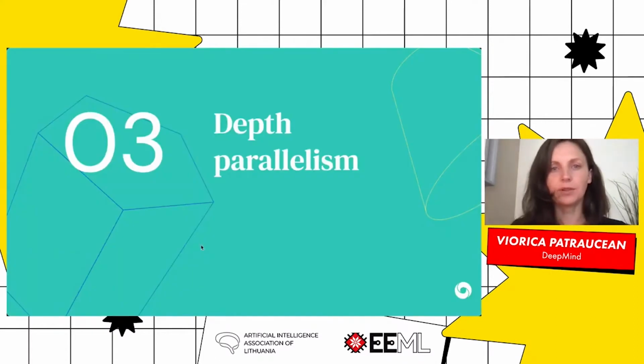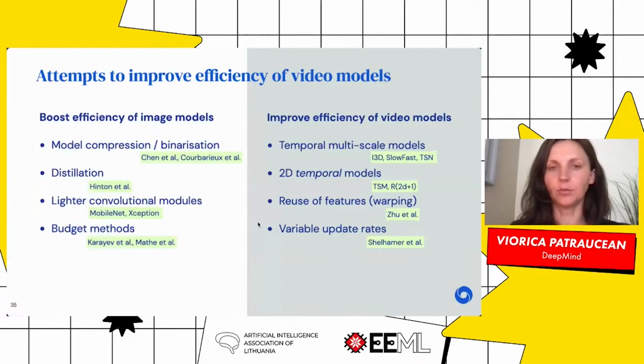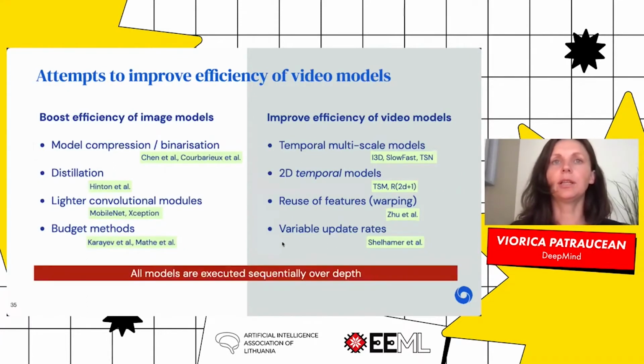Okay, so I tried to cover a bit the space of self-supervised learning that helps us alleviate the problem of labeling the videos. Now I will switch focus towards problems related to latency and throughput in video processing. And for this, as I mentioned, I will talk about depth parallel models. The works that I've mentioned earlier that try to improve efficiency of video models, importantly, they all use a sequential execution mode over depth.